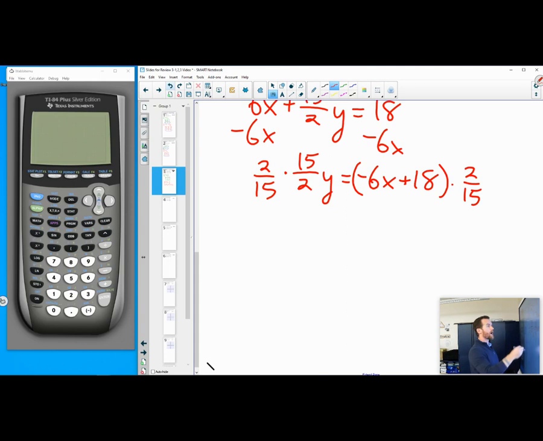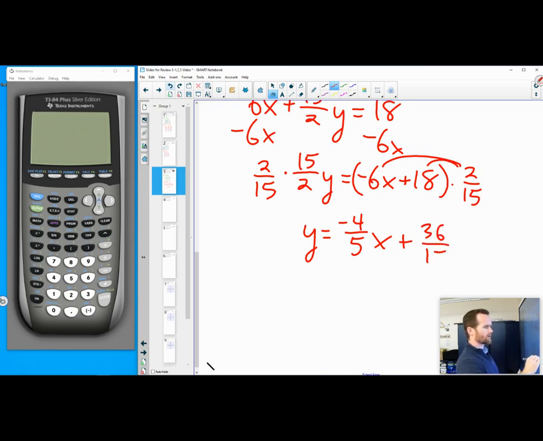So let's see what happens here. On the left side, we just get y equals, then we distribute this to the negative 6x and the 18. So let's think, negative 6 times 2, that would be negative 12 over 15. But we can simplify that. We just divide them both by 3 and get 4 over 5. So negative 4 over 5x. And then distribute it to the 18. Let's see, if we double 18, that's 36 over 15. We could divide both of those by 3, but tell you what, we might not even care about the b value. Let's see if we even need it.